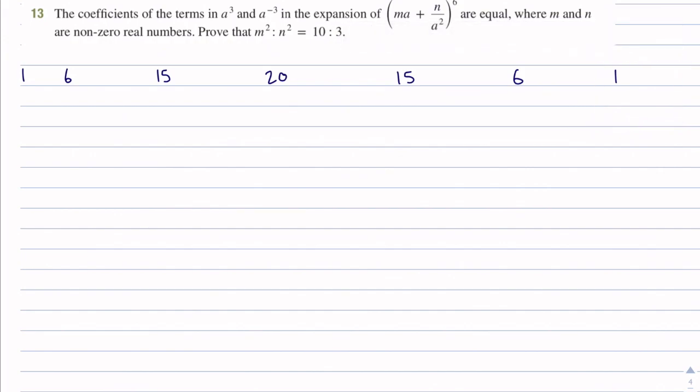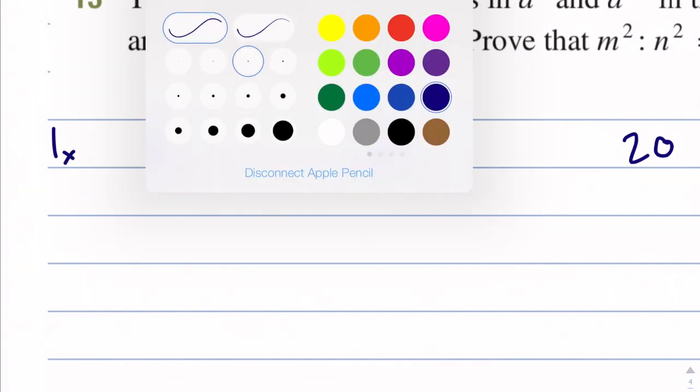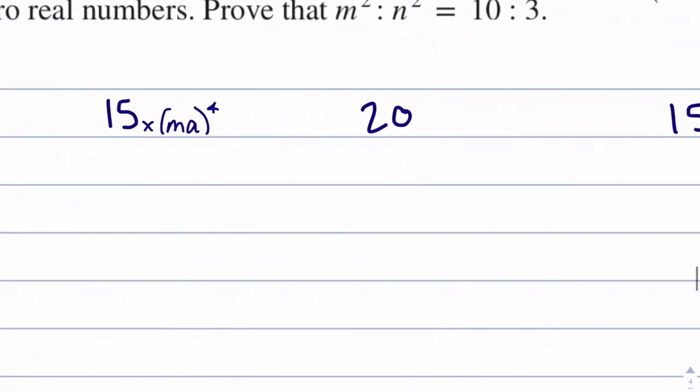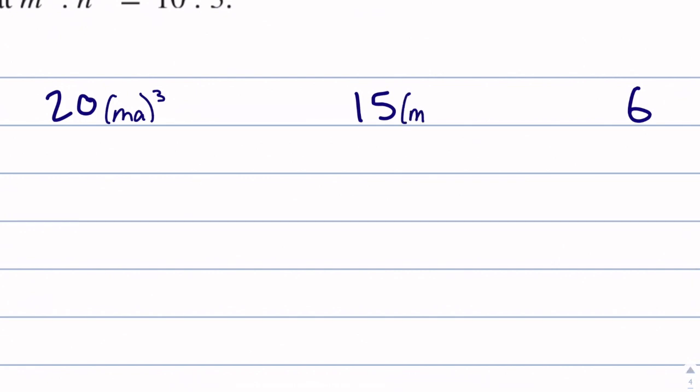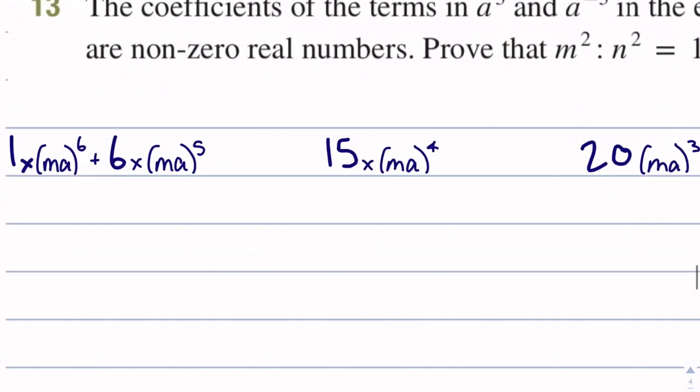Okay. Now, we've got MA. Oh, I'm going to go with a thinner pen. MA to the 6, MA to the 5, MA to the 4, MA to the 3, MA to the 2, MA to the 1. And the rest go, and the rest is n over a squared.